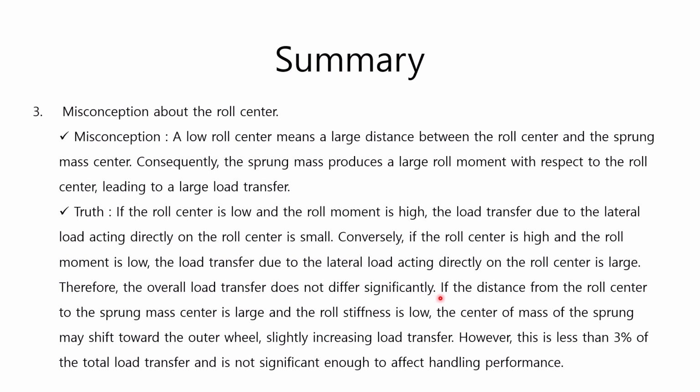If the distance from the roll center to the sprung mass center is large and the roll stiffness is low, the center of mass of the sprung mass may shift toward the outer wheel, slightly increasing load transfer. However, this is less than 3% of the total load transfer and is not significant enough to affect handling performance.